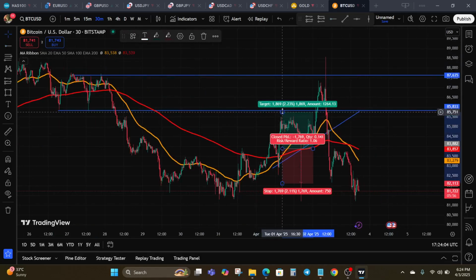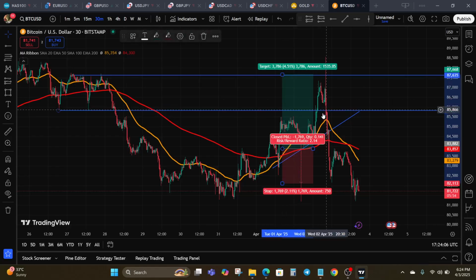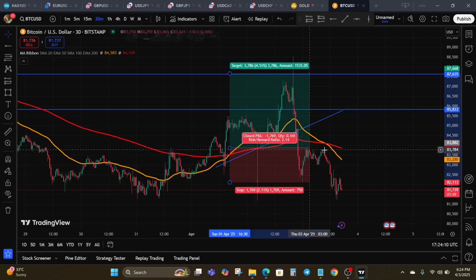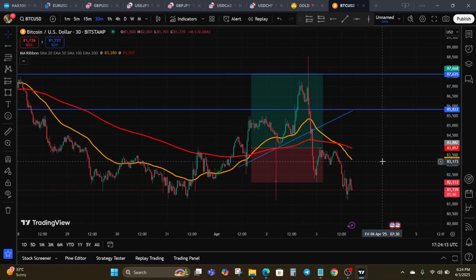So if the momentum was strong, this would have been another profit taking target. Right? There would have been another target to exit. You can see that price actually got there.